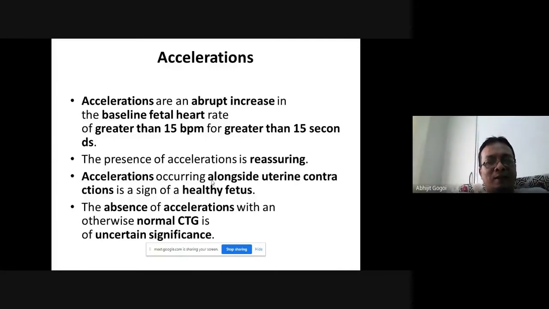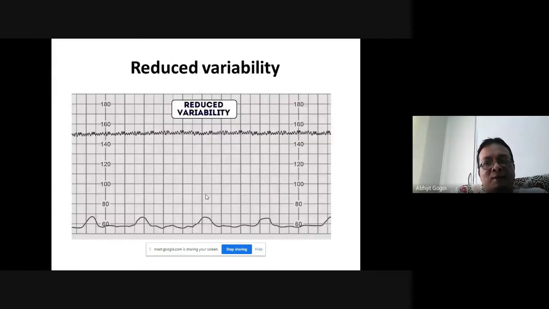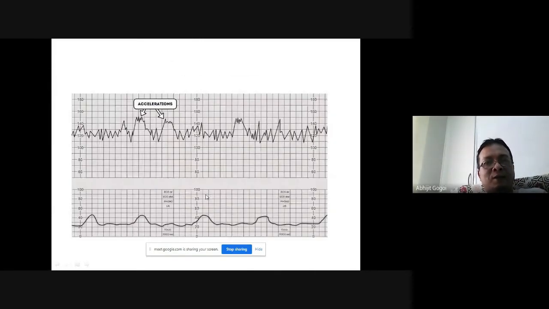But when acceleration is not there, then it's a problem. Means if you find acceleration, it is reassuring. It is a sign of a healthy fetus. There will be some accelerations. The fetus will jump here and there. The heart rate will jump, okay, because of this autonomic activity.